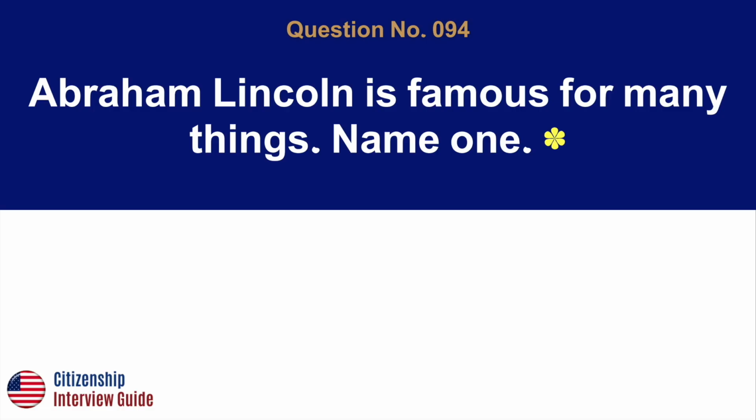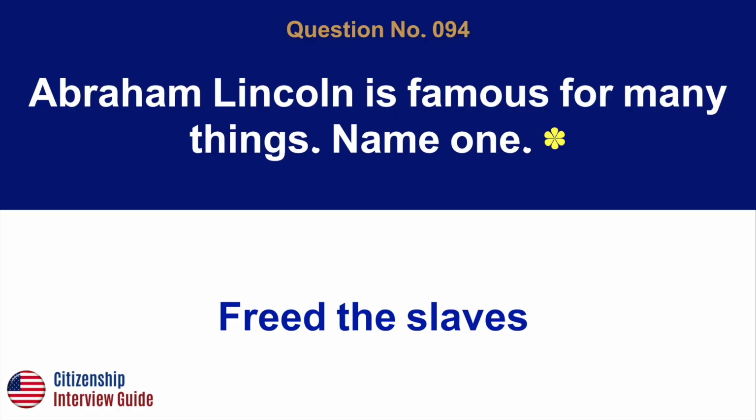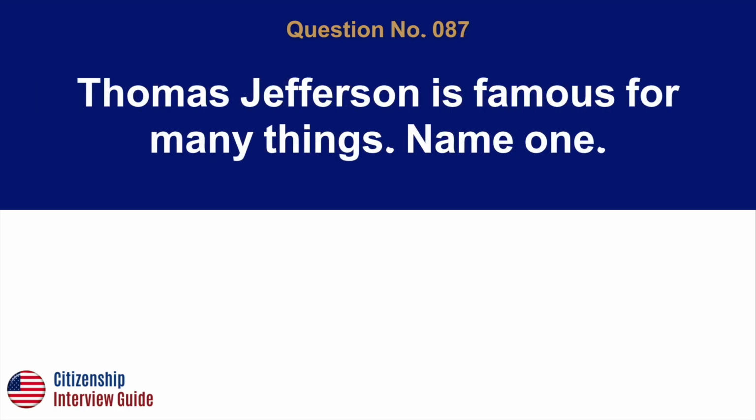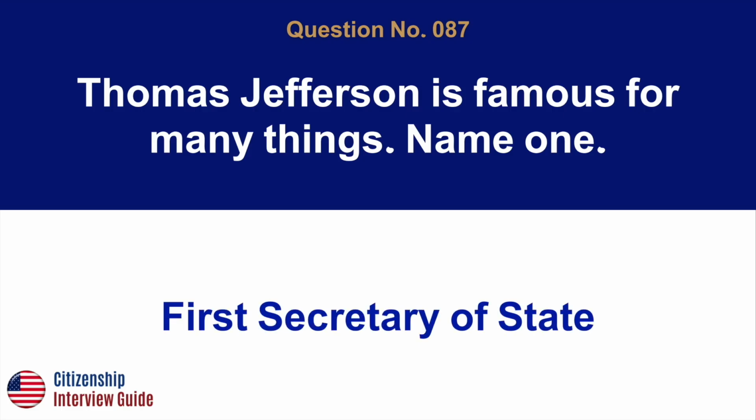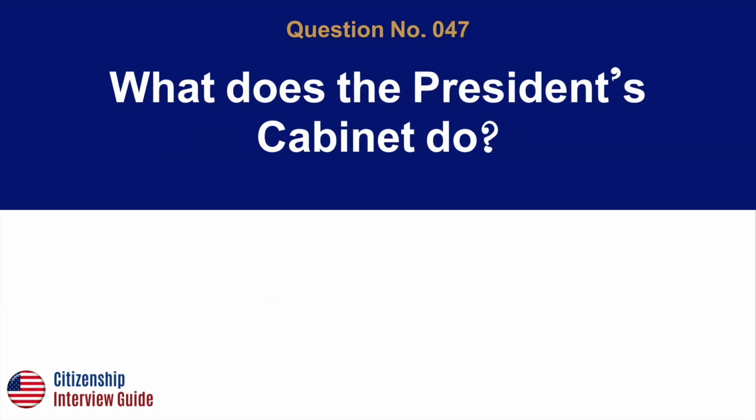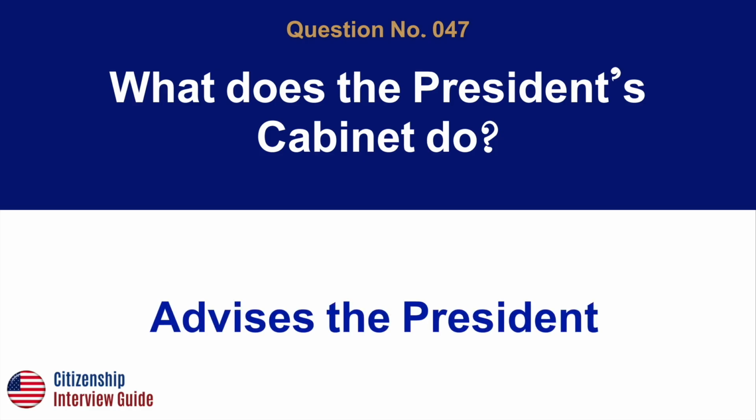Abraham Lincoln is famous for many things. Name one. Freed the slaves. Thomas Jefferson is famous for many things. Name one. First Secretary of State. What does the President's Cabinet do? Advises the President.